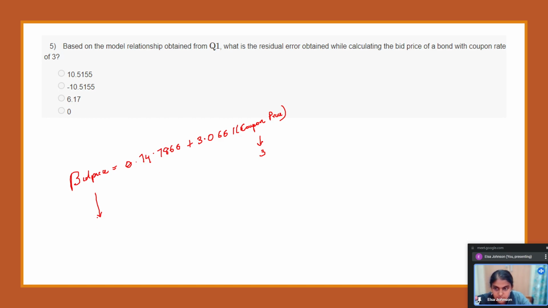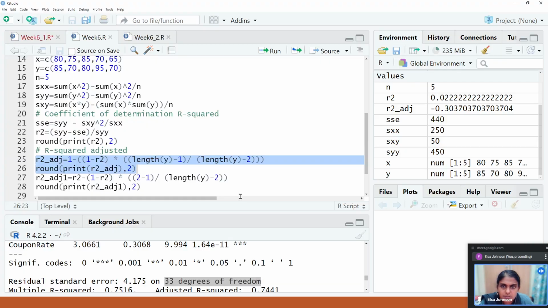Okay, so your bid price will be coming as bid price equal to, this you can calculate also in RStudio, 74.7866 plus 3.066 into 3. That will give you a value of 83.9849. Okay, if you're getting 9845, I got 9849, so that's fine, just decimal point differences only.